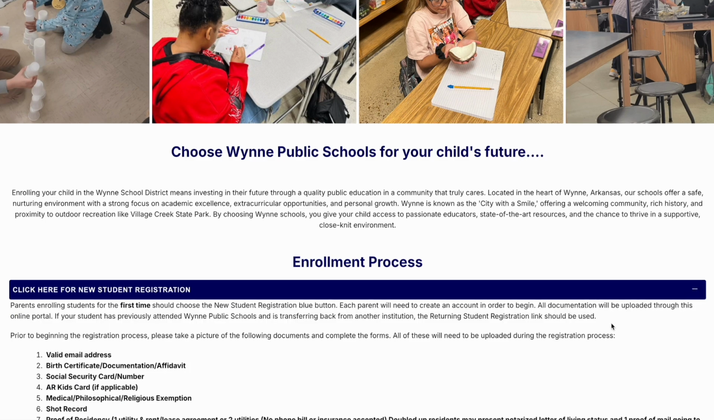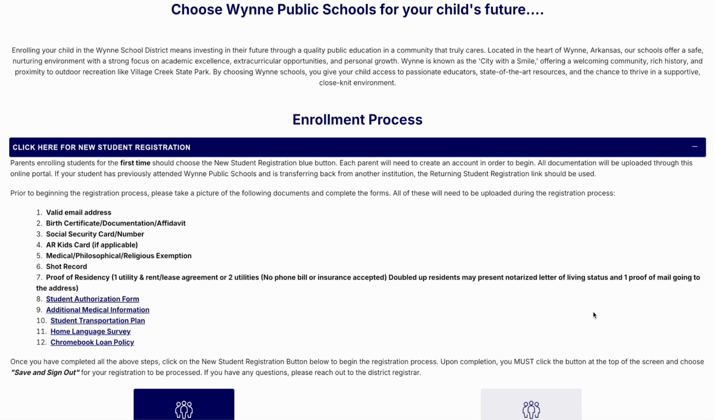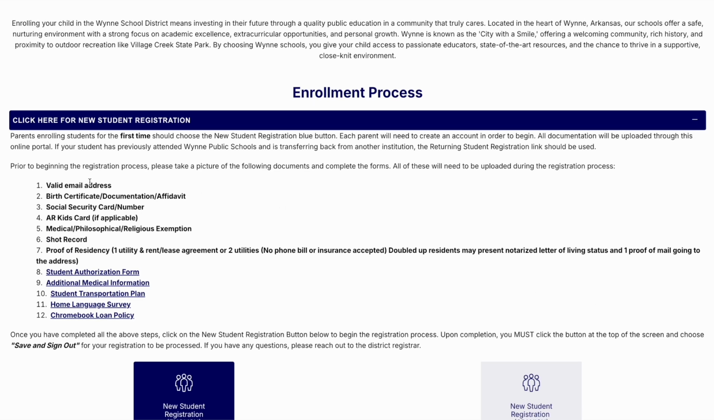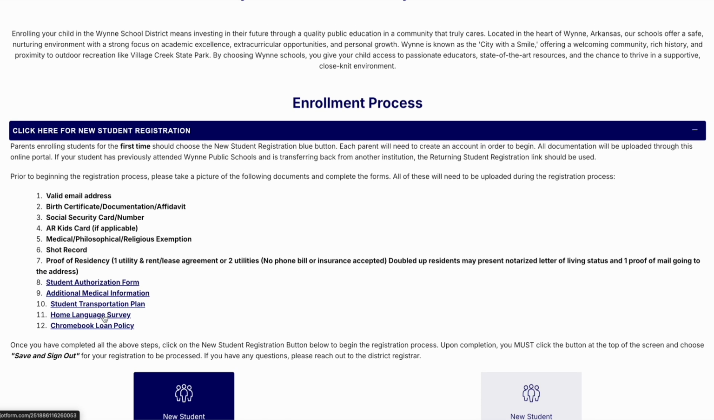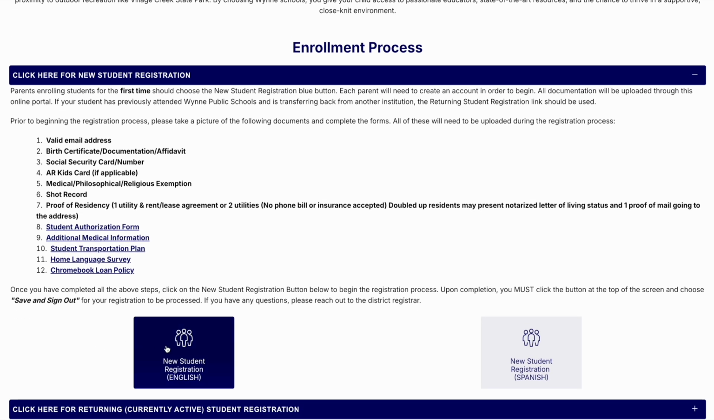Simply click the plus sign and you'll see all of the required documents for online registration. Please take time to complete and gather these documents before beginning the process. Documents in black can be gathered and photos taken of for upload. Documents in blue can be created online. Once all of the documents are complete, simply click New Student Registration to begin the process.